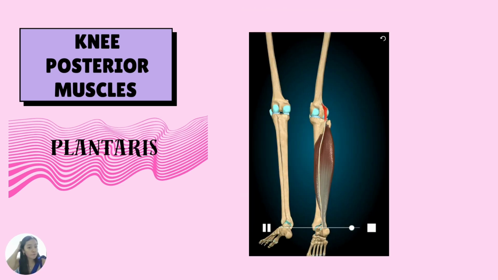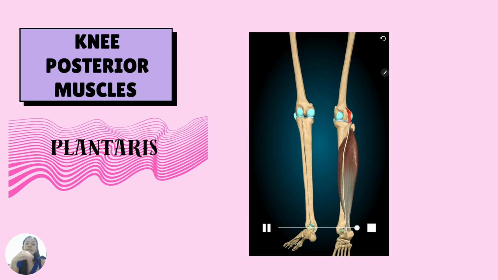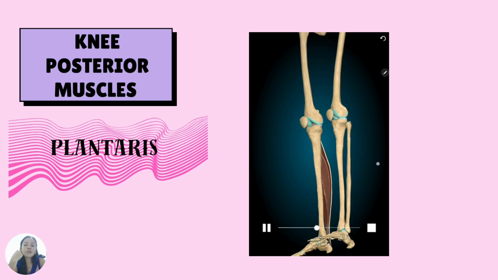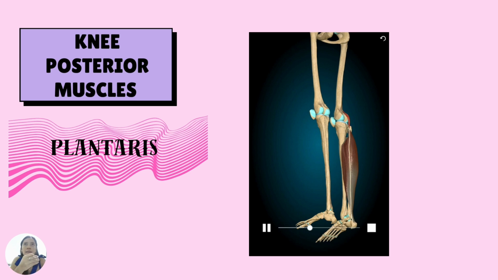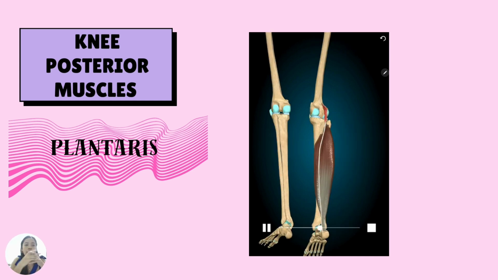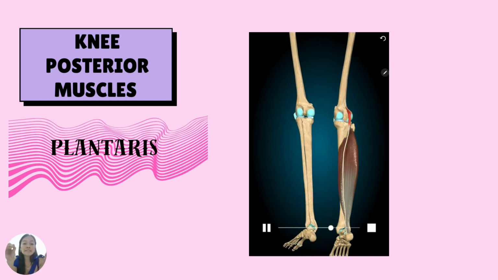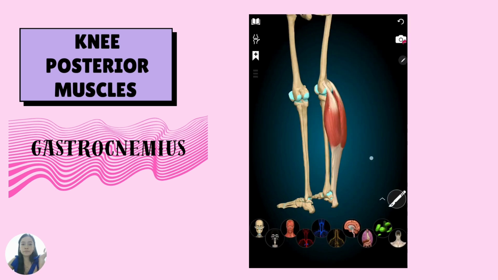In the next part we have the plantaris. The plantaris muscle is a thin muscle with a long tendon and has a minor role in movement. It is often used as a tendon graft in different surgeries in our body, because it allows us to replace different structures of our knee with this plantaris muscle.